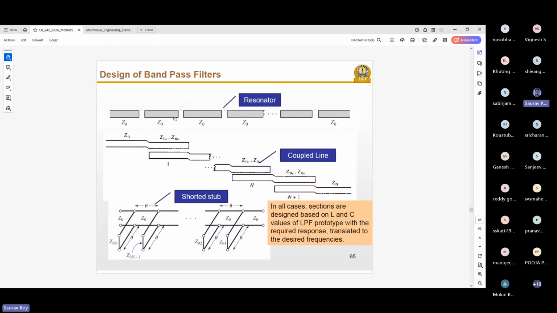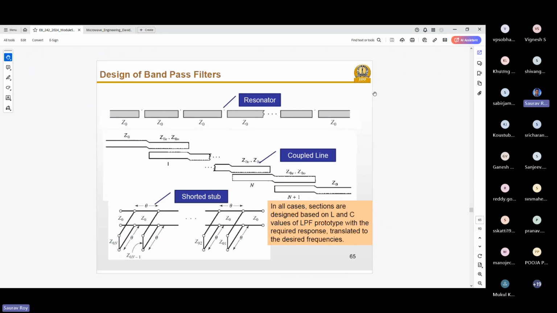If you take this lambda by 2 section and directly connect it with the other transmission line, it will no longer be a resonator. Why? First, because the length changes, and second, you cannot give an open circuit on the other end. Both of these are addressed together by adding a capacitive gap there. See how ingenious this is, just a simple gap to address that issue.